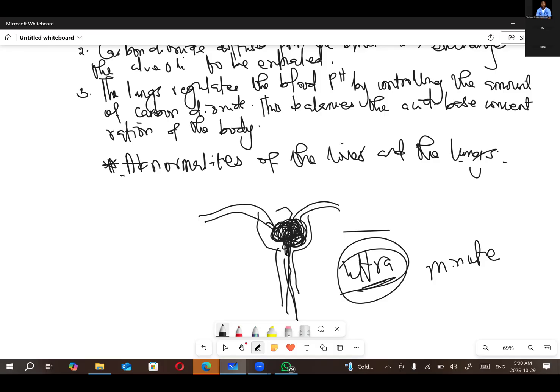So what's ultrafiltration? It is the filtration of minute substances down the renal tubule, and it occurs in the glomerulus. I made a proper note for you. You should refer to it. You don't see it occur in the Bowman's capsule. It happens in the glomerulus.